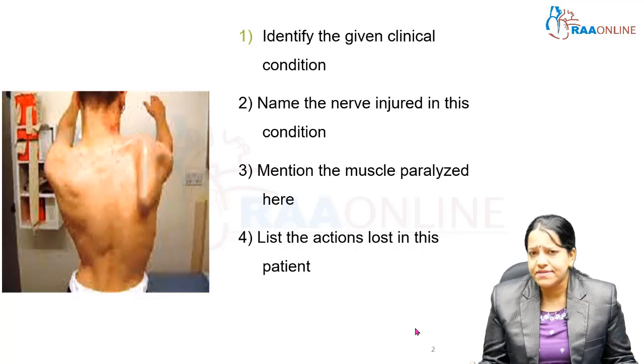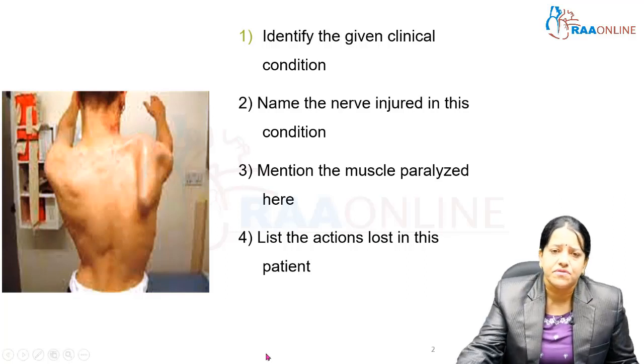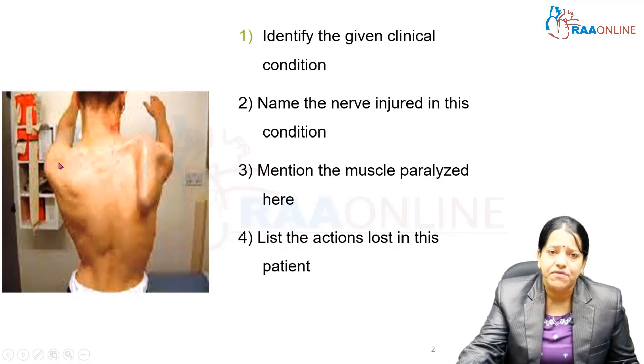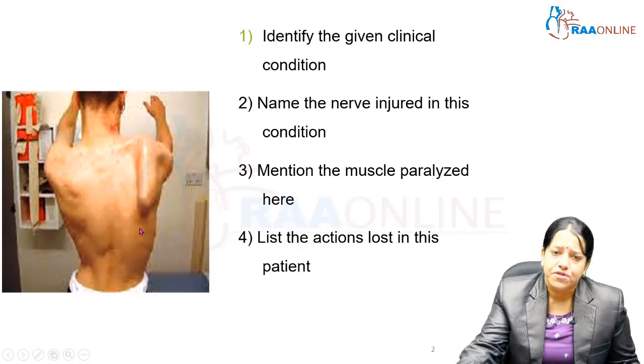On the right side, if you are observing, the medial border of the scapula is very, very prominent, and he is unable to do this action properly, whereas on the other side, the hand is getting abducted very easily. Here the hand has a limited abduction, and there is a prominence of this medial border of the scapula.